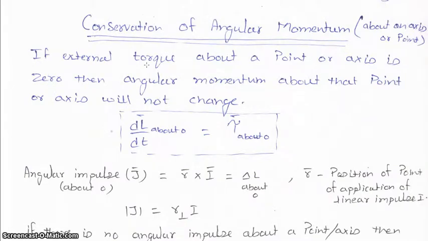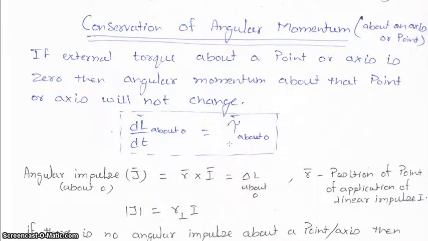Now we'll talk about conservation of angular momentum. Again, this conservation will be applied about an axis or about a point. So if external torque about a point or an axis is 0, angular momentum of the system about that point will not change. This is the mathematical expression for the statement: dL by dt about a point is equal to the external torque applied about that point.